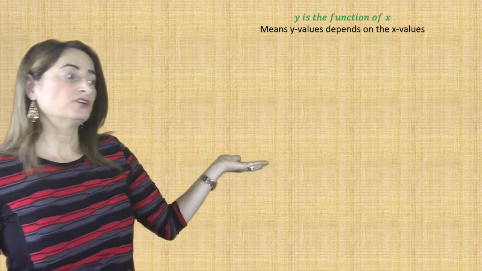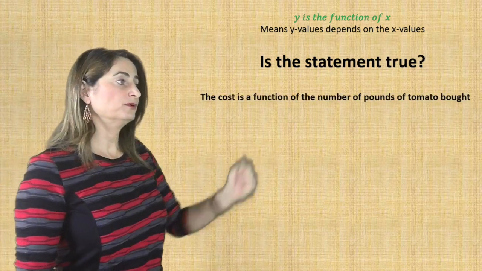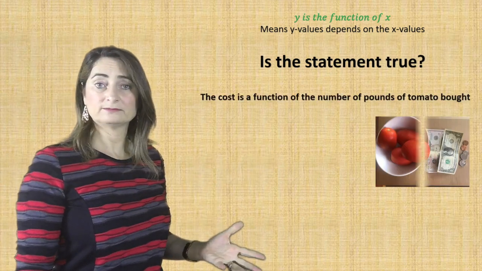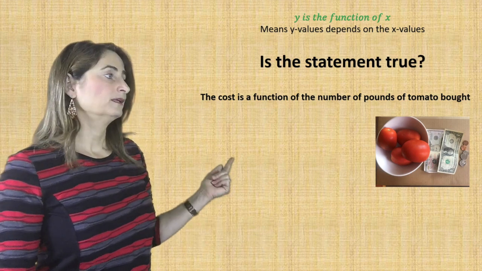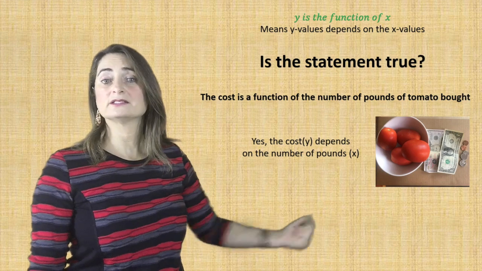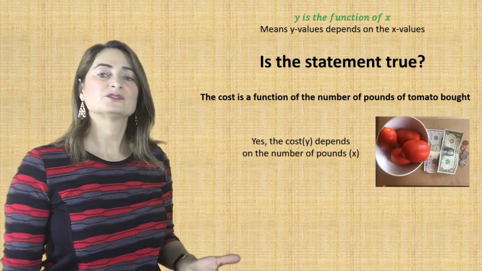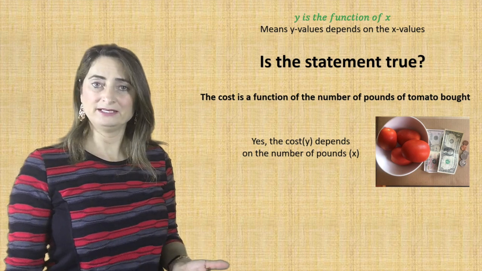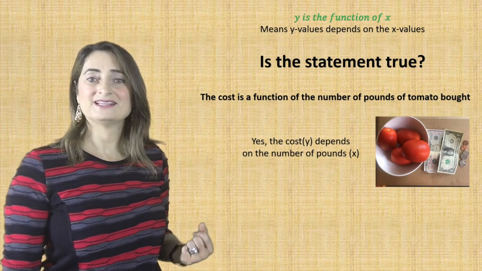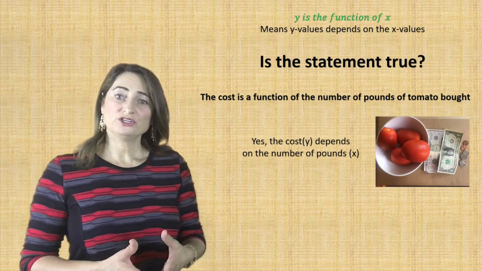So let's see if this statement is true. The cost is a function of the number of pounds of tomatoes you bought. Is that a true statement? Yes, the cost depends on the number of pounds x you buy. So you know that the cost depends, so the y is the dependent and the x is the independent, which is the pounds of tomatoes. Now let's go over a word problem.